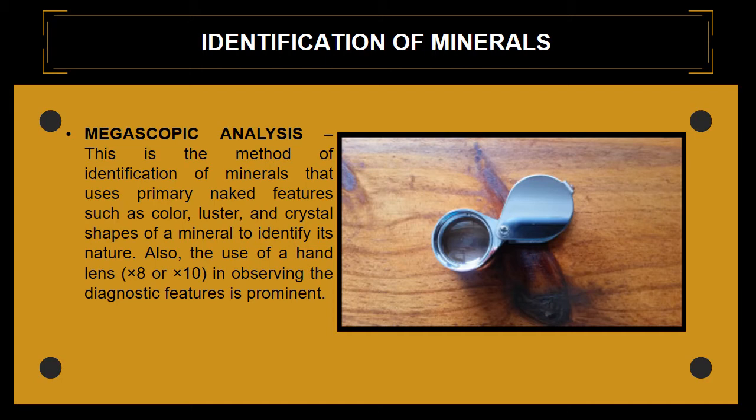Ibig sabihin, malaki. Megascopic. So, scopic is zoom. So, ibig sabihin, malaki ang zoom. So, use of hand lens which has ×8 magnification or ×10 is already considered as megascopic analysis. So, yung check nyo lang dito is color, luster, and crystal shapes of a mineral para ma-identify yung nature niya.